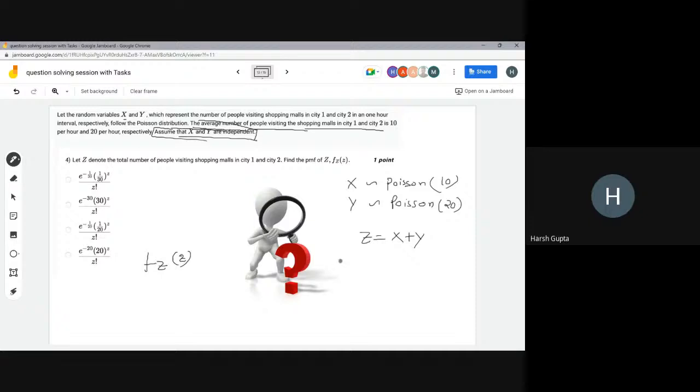Then f_Z will become Poisson. If I say this is lambda x and this is lambda y, then this will become Poisson with lambda x plus lambda y. So you can derive this also if you want. Then I can do some steps for the derivation. There is a long derivation about that. Okay, you want me to do some steps?